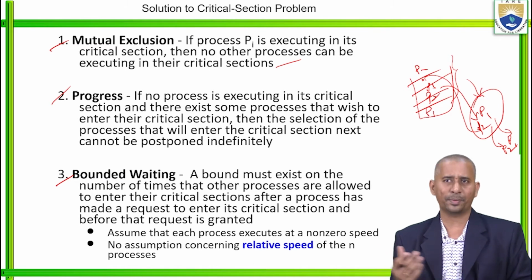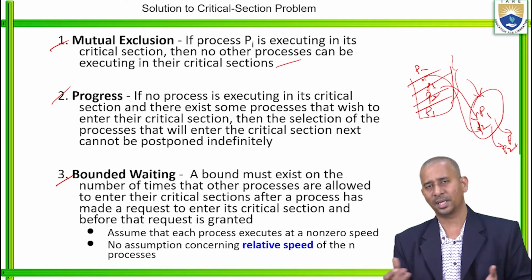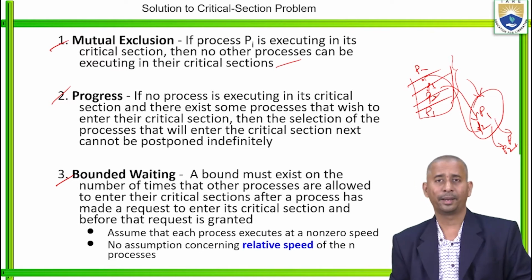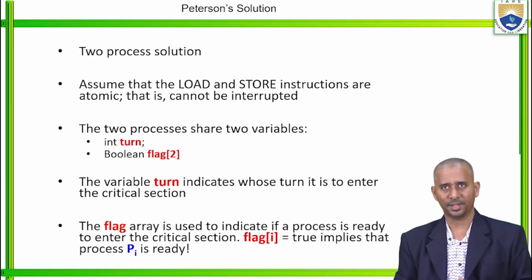Assume that each and every process executes at a nonzero speed. Right. So here there is no assumption concerning the relative speed of the n processes, because in real-time applications there are n number of processes. So we don't know, that is, no assumption is made concerning the relative speed of the n processes.